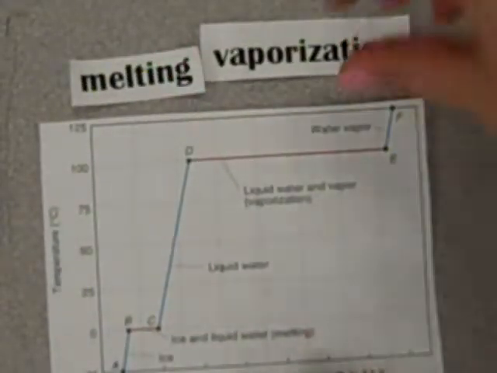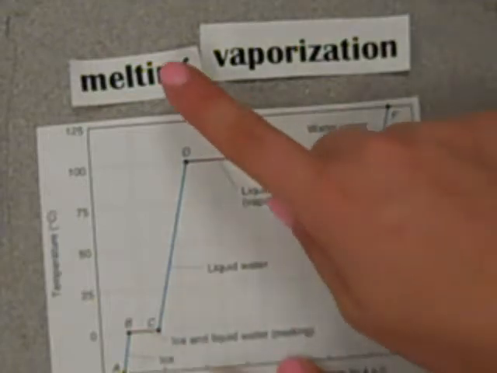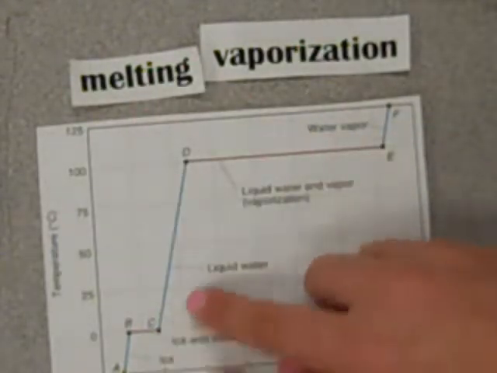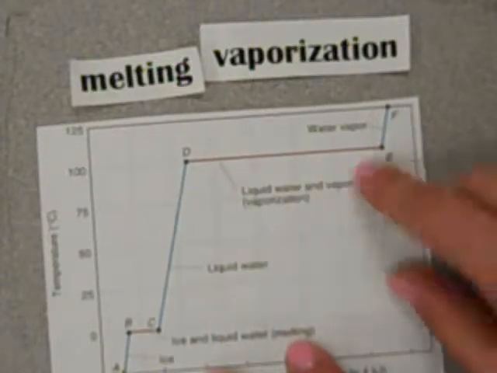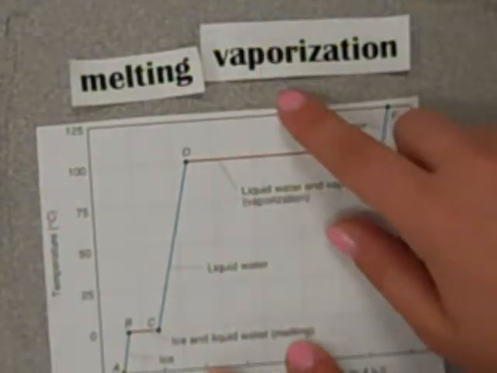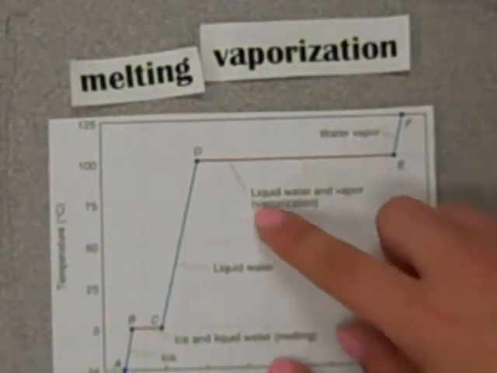Now the red lines, which are important, are the areas at which a substance is undergoing a phase change. So from B to C, ice is forming to liquid water. It is melting. As heat is added, it is going from ice to water. From D to E, as more heat is added, it is undergoing vaporization from liquid water to water vapor.